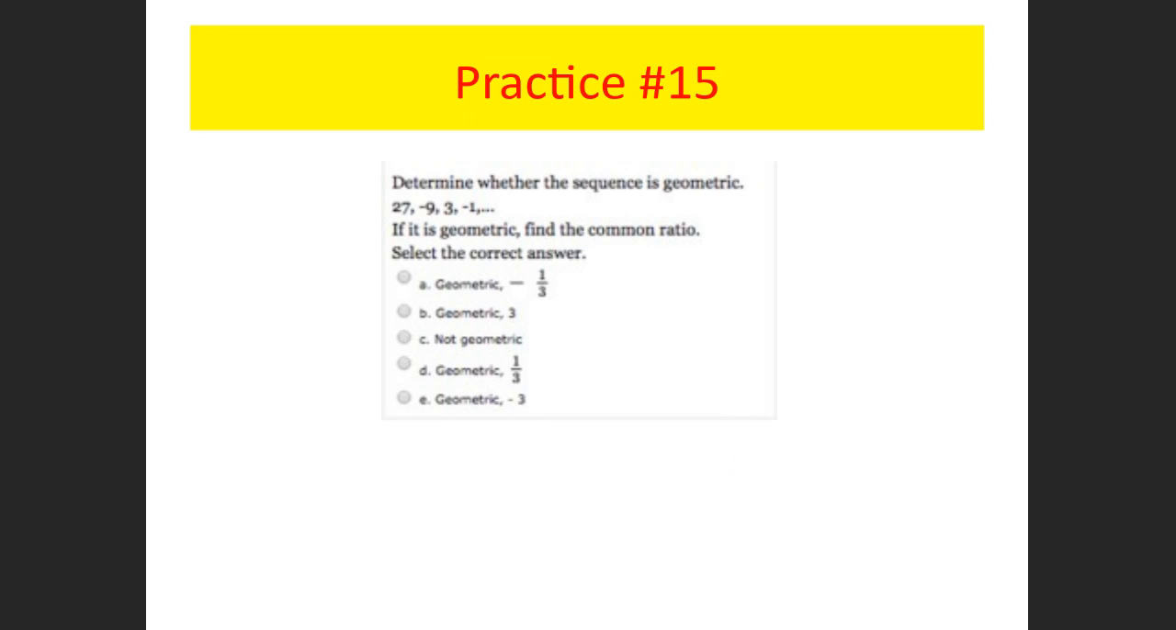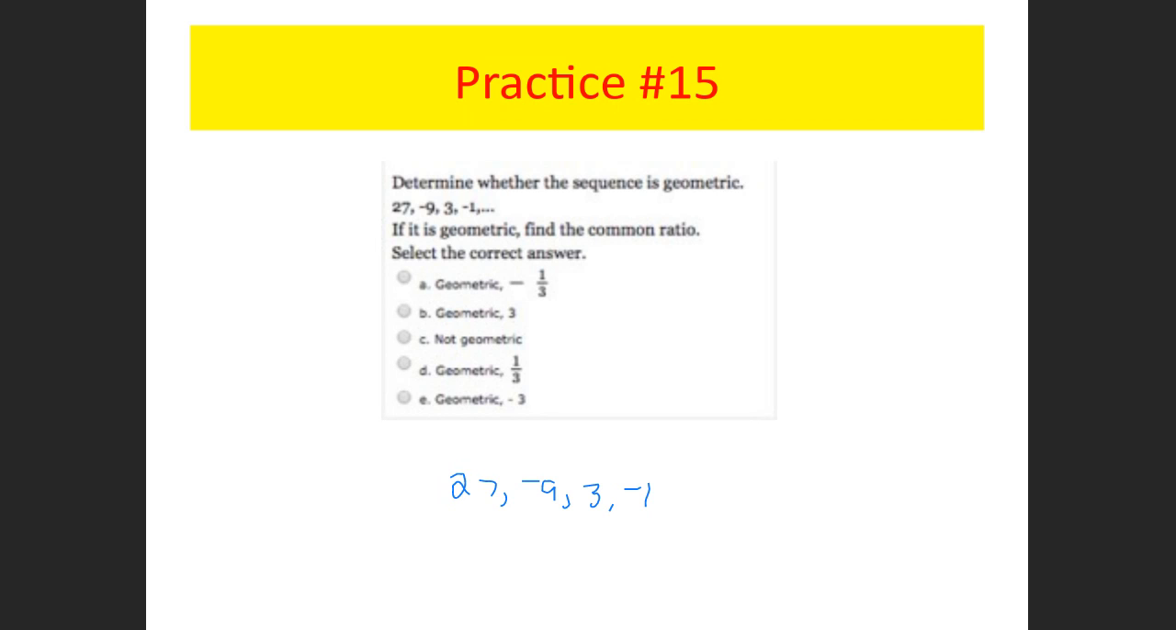Determine whether the sequence is geometric. So I've got 27, -9, 3, -1. Now it goes back and forth from negative to positive, but again, it doesn't matter. I know if it bounces back and forth from positive to negative, then my ratio has to be negative, because when you multiply a positive times a negative, you get a negative.